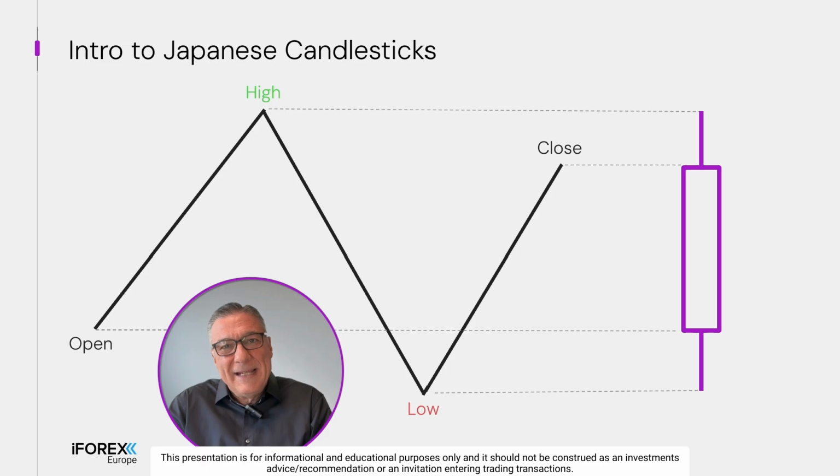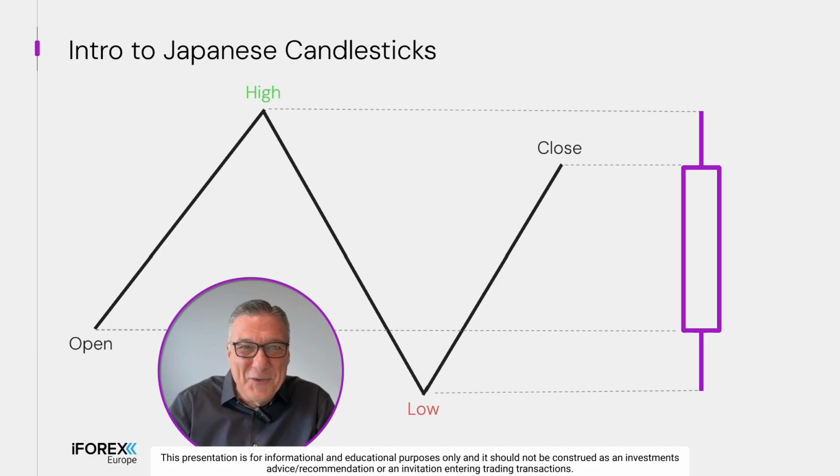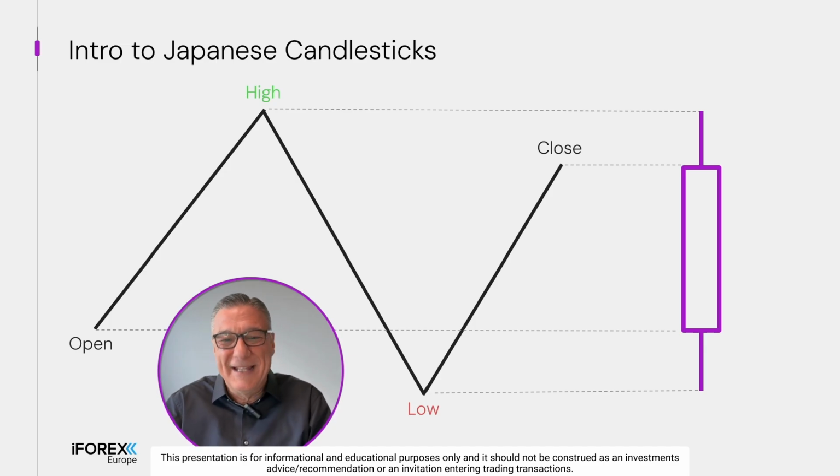The Japanese candlesticks represent the price action of a session. A session might be the daily session, the 4-hour session, the 5-minute session, or the 1-hour session. I'm sure you get the idea, right?